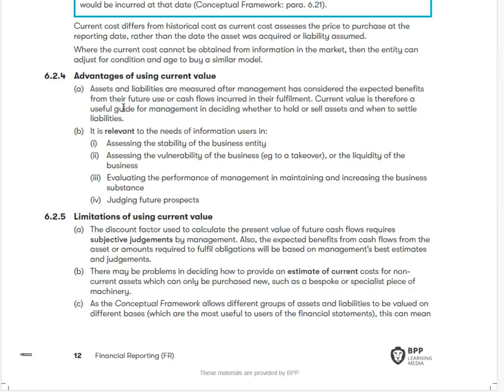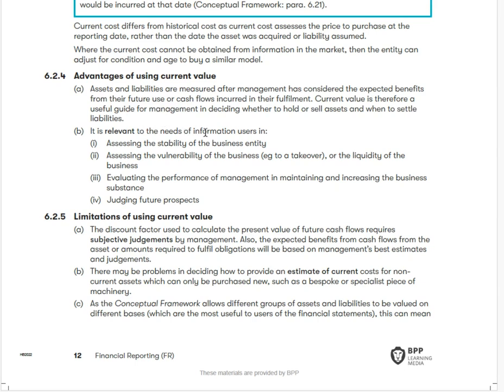Advantages of using current value. Assets and liabilities are measured after management has considered the expected benefits from their future use or cash flows incurred in their fulfillment. Current value is therefore a useful guide for management in deciding whether to hold or sell assets and when to settle liabilities. The current value gives you more information to make a decision. That is the advantage of using a current value.